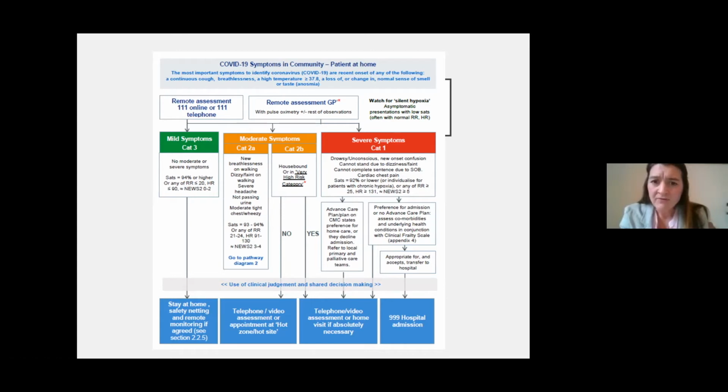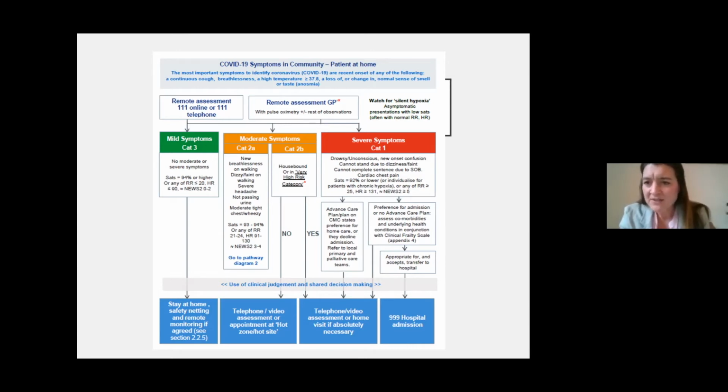And then if we move over to the right, we've got the red flags. So those who are much more obviously unwell, they've got obvious signs of sepsis, and the cutoff for the SATs here is 92% or lower, obviously taking into account those who might have chronic hypoxia. But anyone who's got a respiratory rate over 25, a heart rate over 130.